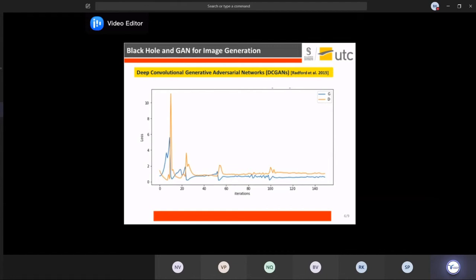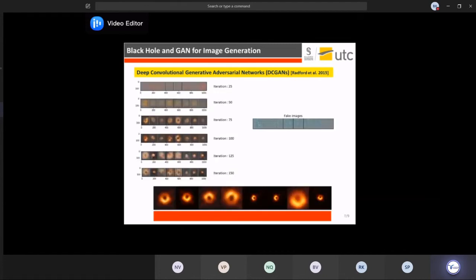And here, this graph shows you the evolution of the loss for the first network and the second network during the training process. You can see that the convergence is very quick. When we look at the reconstructed images with this model, we get better results. For example, here at the final iteration, you can observe the silhouette of the black hole.